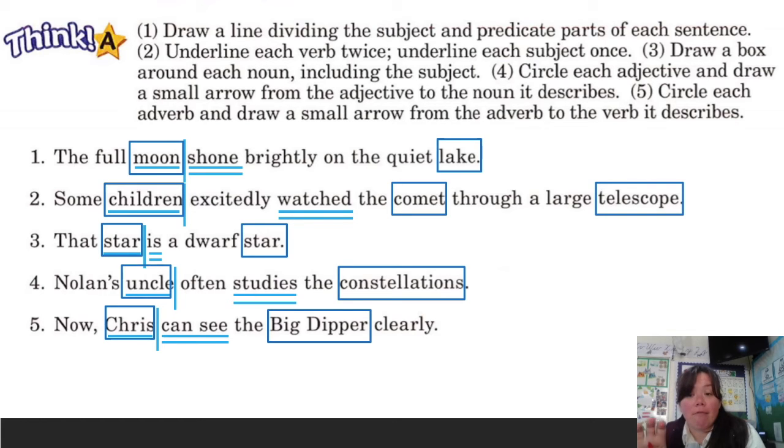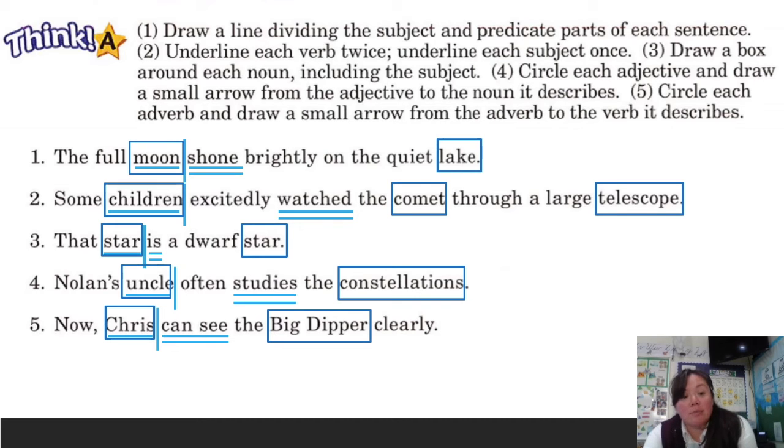Instruction number 4. Now we are going to circle our adjectives and then draw the arrow back to the noun that it describes. I find that the easiest way is to go back to our nouns that are boxed and figure out if there's something that describes those nouns. That's the easiest way to find your adjectives.